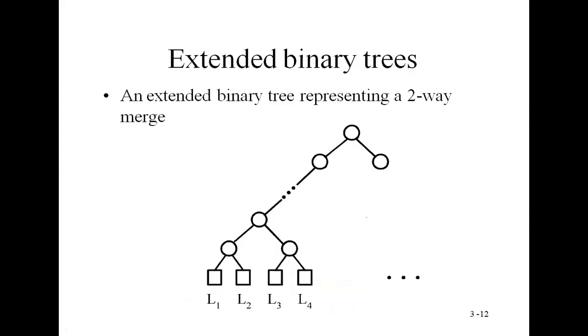Now extended binary tree. I already explained the binary trees. So an extended binary tree representing a two-way merge. See here, two-way merge. L1 and L2 are merged, here placed. L3 and L4 are merged, here placed. In this way, we are merging two sorted files. We will get the final value at the root node.